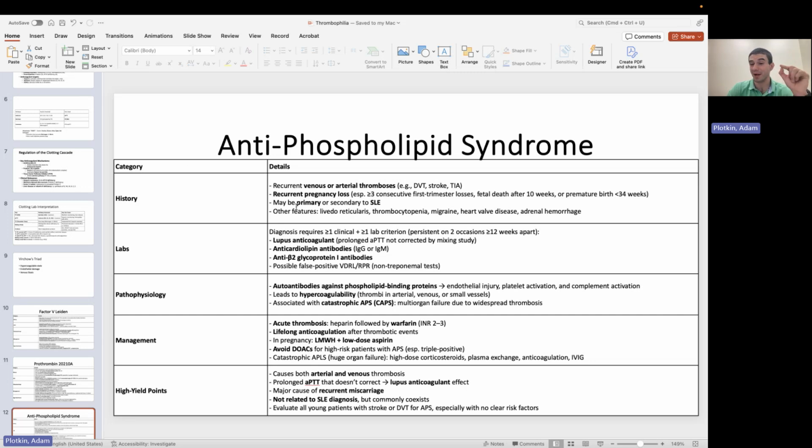This may be a primary disease, or it loves to run with lupus, okay? But that doesn't mean every patient with lupus has APLS, and it doesn't mean every patient with APLS has lupus. APLS can be its own thing, lupus can be its own thing, or they can run together.